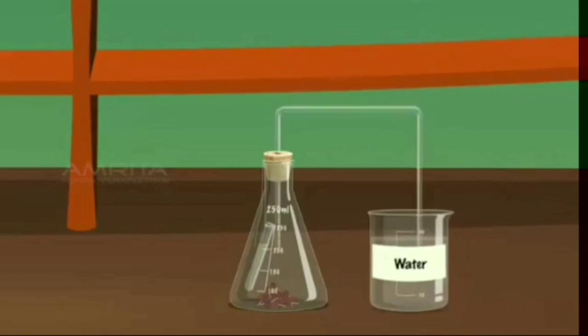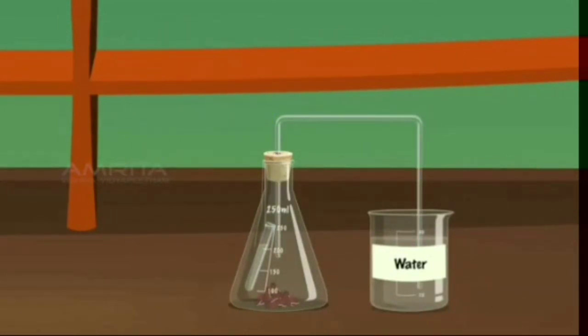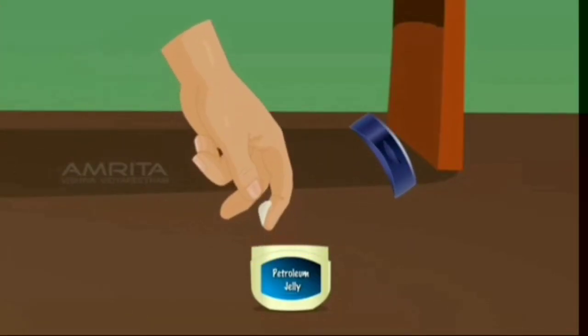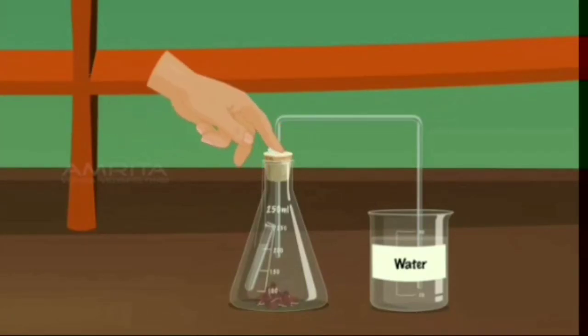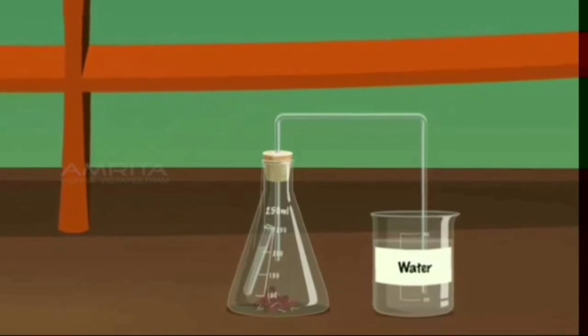Insert one end of the glass tube into the conical flask through the cork and dip the other end in the beaker containing water. Take some petroleum jelly and apply it on the cork to make the apparatus airtight. Keep the apparatus undisturbed for 2 hours.